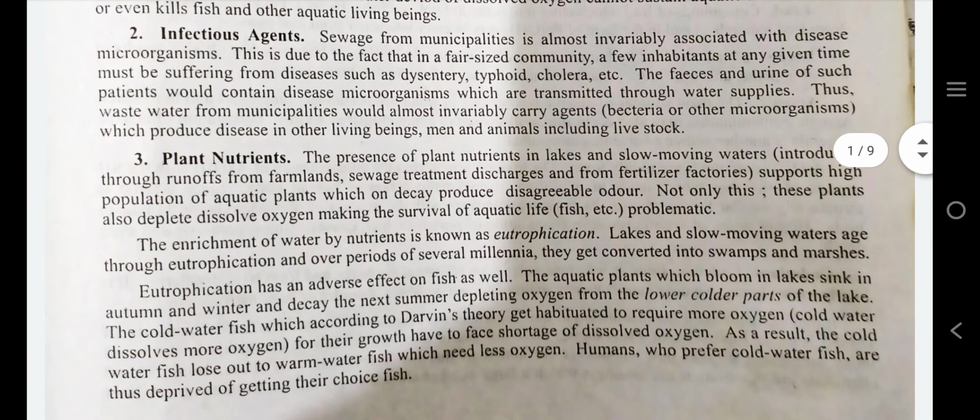Plant nutrients. The presence of plant nutrients in lakes and slow moving waters, introduced through runoffs from farmlands, sewage treatment discharges, and from fertilizer factories, supports a high population of aquatic plants which on decay produce disagreeable odor. Not only this, these plants also deplete dissolved oxygen, making survival of aquatic life difficult. The enrichment of water by nutrients is known as eutrophication. Lakes and slow-moving waters age through eutrophication, and over periods of several millennia, they get converted into swamps and marshes. Eutrophication has an adverse effect on fish as well.